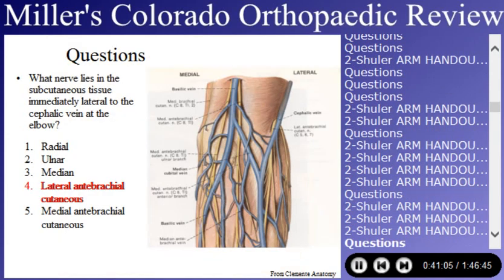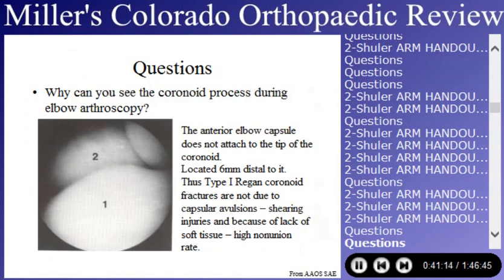What nerve lies in subcutaneous tissue immediately lateral to the cephalic vein? We just covered it on the diagram. Lateral antebrachial cutaneous nerve. Why can you see the coronoid process during elbow arthroscopy? Something I just covered a little bit ago. Anterior elbow capsule does not attach to the tip of the coronoid. It's located actually 6 millimeters distal to it. Type 1 fractures then of the coronoid are not due to capsular avulsions. It's a shearing injury, and that's why it has a high non-union rate, because why? You don't have muscular attachments that bring blood supply to it. That's why you have such a high non-union rate. Anatomic reason why you have a complication.